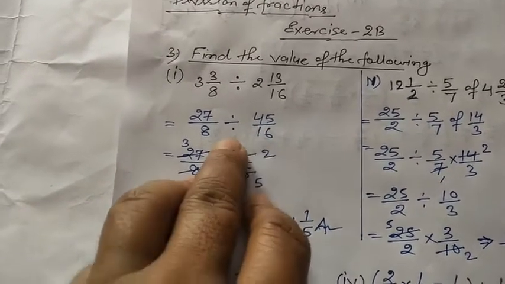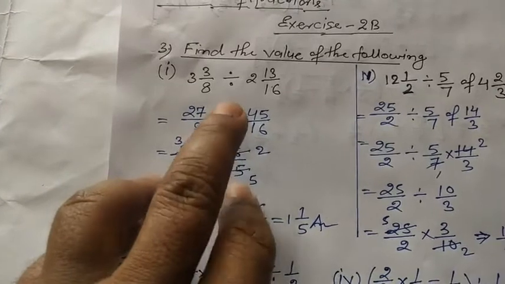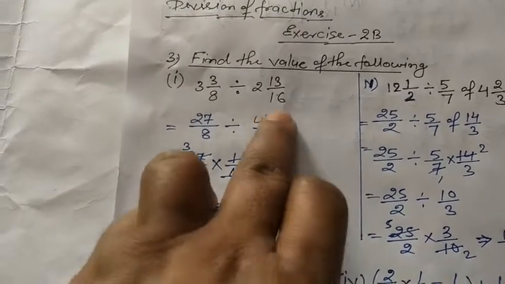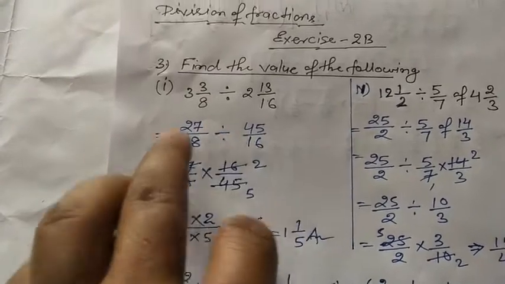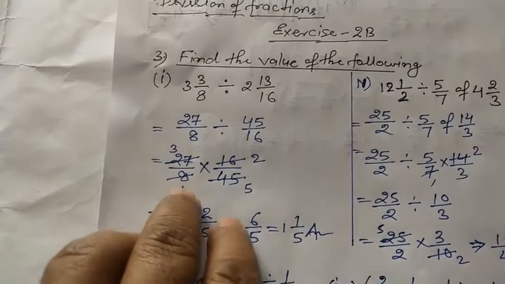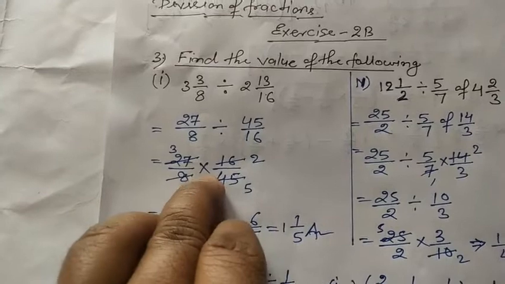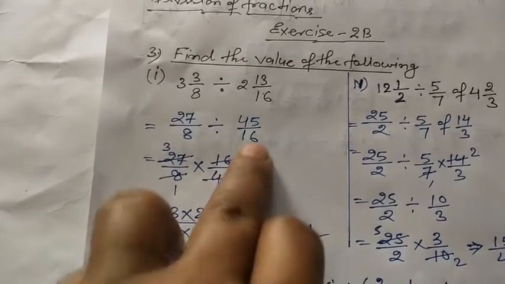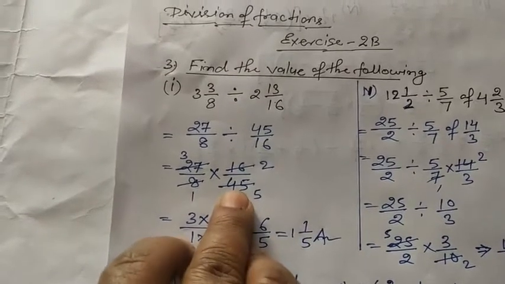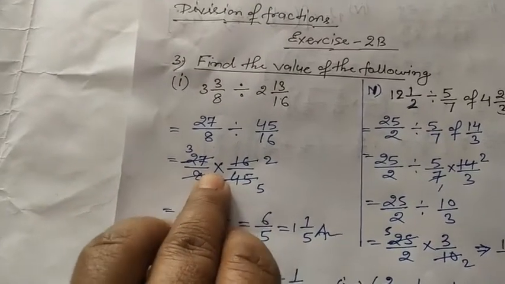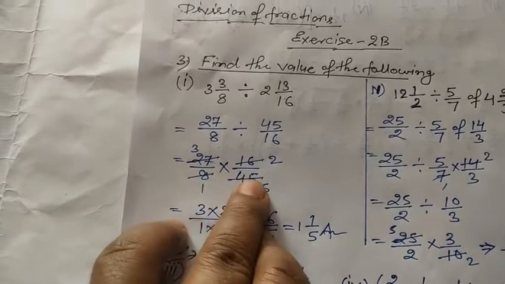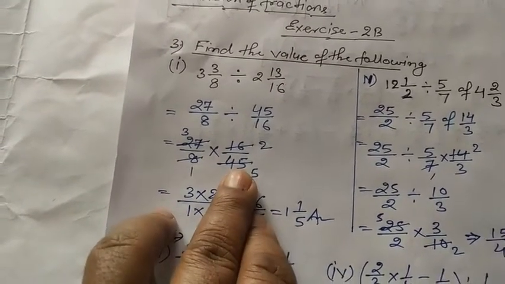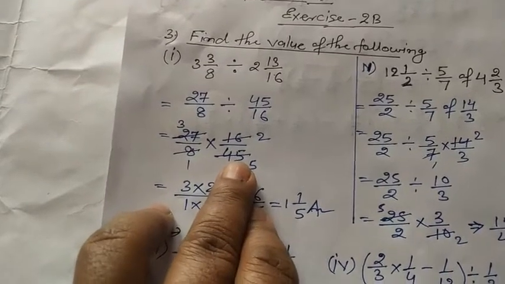Now we change the division into multiplication and write the reciprocal of this number. So we write 27 upon 8, division changed into multiplication, and write the number in its reciprocal form. Remember this: when you change divide into multiply, at once you have to write the reciprocal of the number, otherwise your question will be wrong. So keep this point in your mind properly.